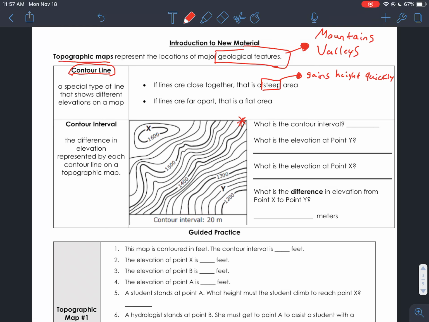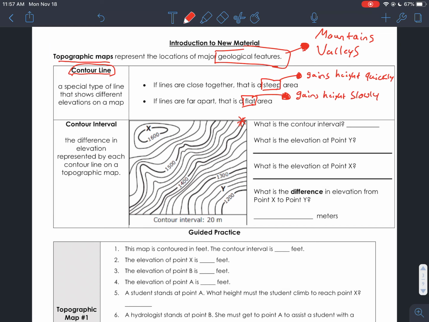I want you all to think about a few things in your life that are steep. Steep things are like stairs or roller coasters. They go up fast. It doesn't take you a lot of time to get much higher off the ground. If the lines are further apart, it's a flat area. Box in flat. I know y'all know what flat means, but we're going to give a definition just like we gave steep. Here we're going to say it gains height slowly.